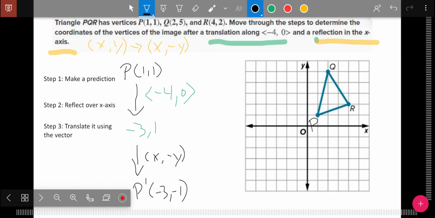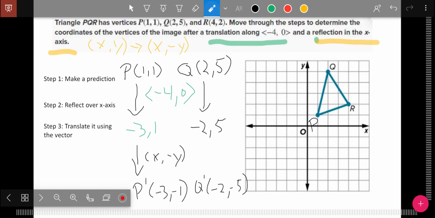I look at the same thing here for Q. Q is at (2, 5). After I use the vector, it becomes (-2, 5). And then my new Q is going to have the coordinates (-2, -5) after I use the rule that we wrote down here for x, opposite y.